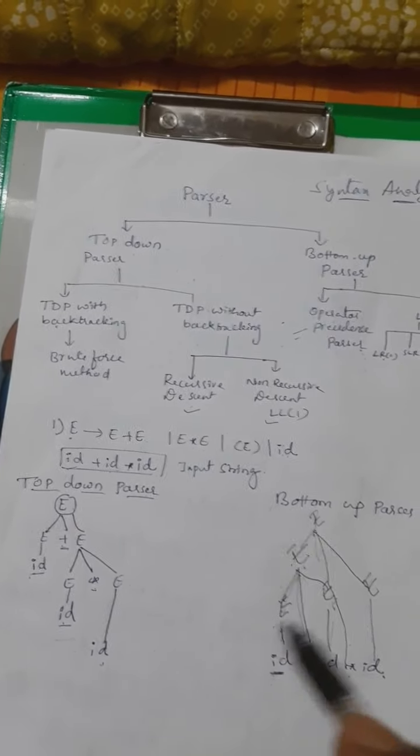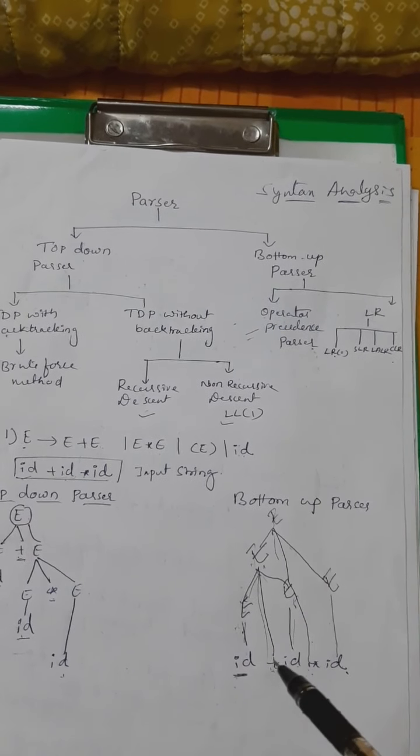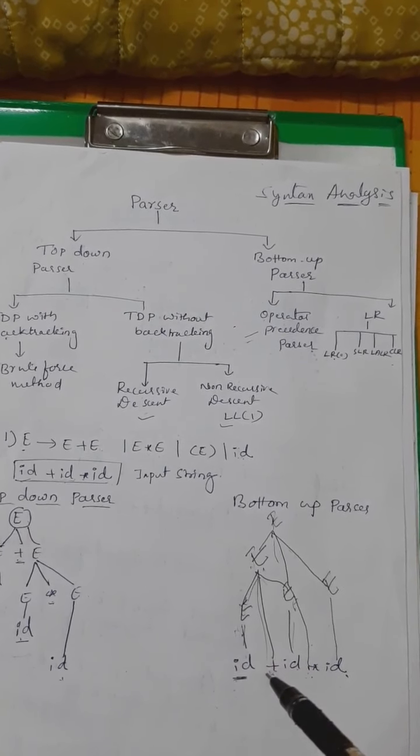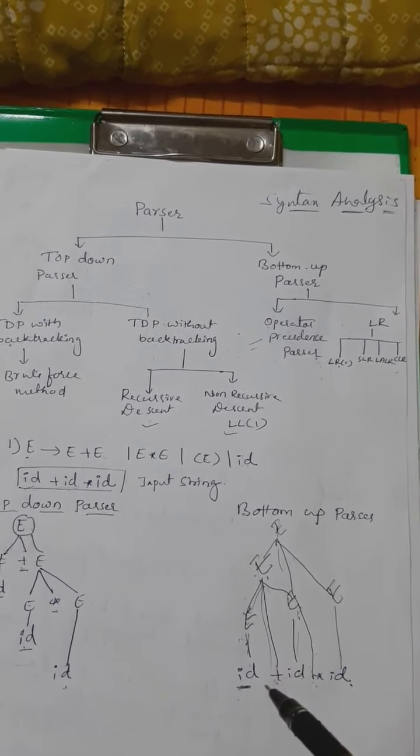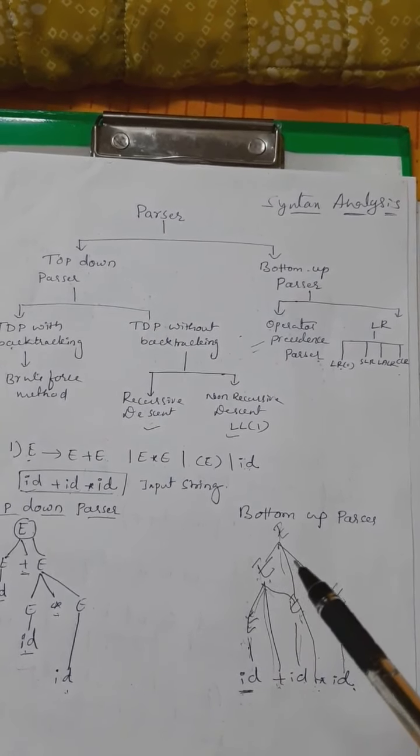Let us check the construction of a bottom-up parse tree. As I said, the bottom-up parse tree will be constructed from the leaves and it will move up towards the root.